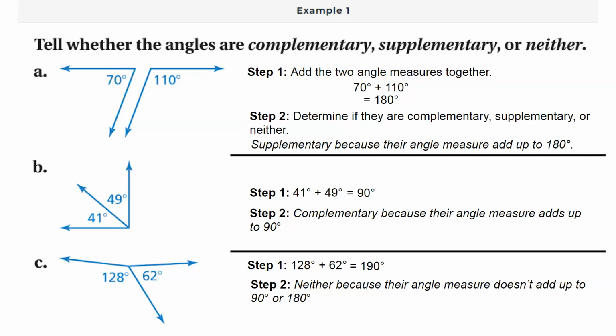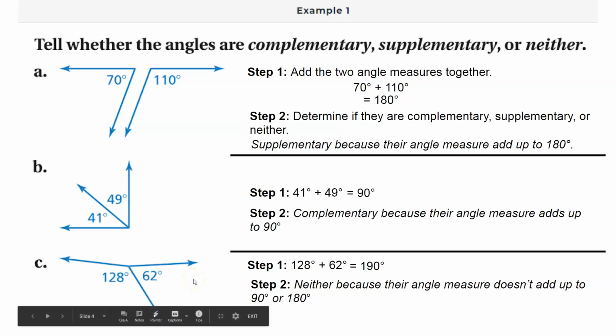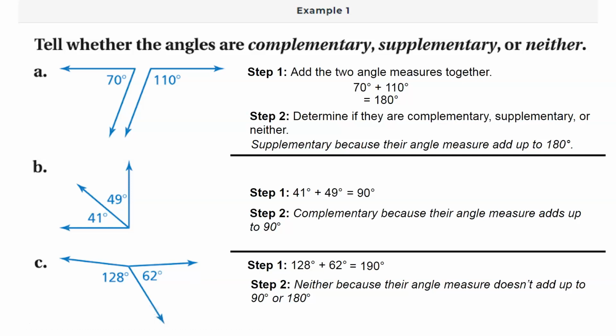So for it to be complementary, it has to be exactly 90 degrees. It can't be 91, can't be 89, it has to be exactly 90. And for it to be supplementary, it has to be exactly 180. It can't be 179, and it can't be 182. So this is identifying the different angles. Now, what if we are asked to solve for x? Before we go to the next example, please pause the video if you need to write any of this down.